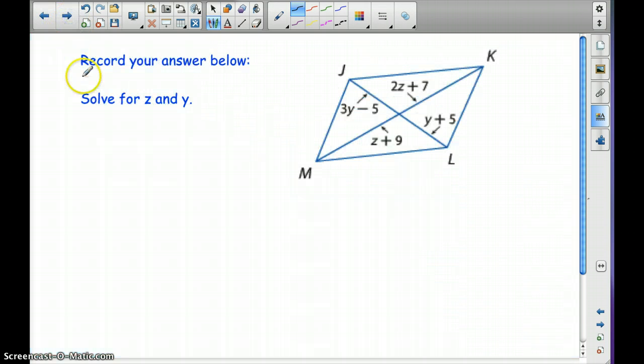I would like you to record your answer below or submit it, please. Please don't forget to do that because then I can't tell if you watched the video or not. So you're going to solve for z and y, and you can go ahead and put them into the two answer spaces listed below.